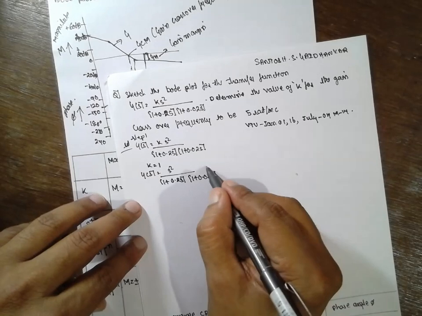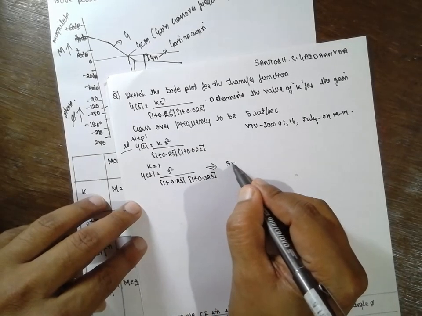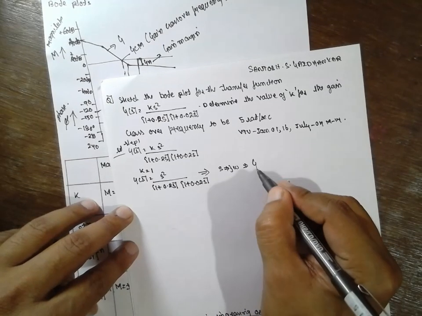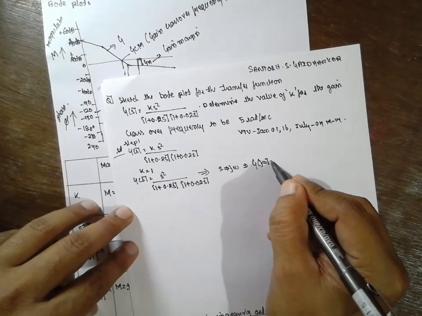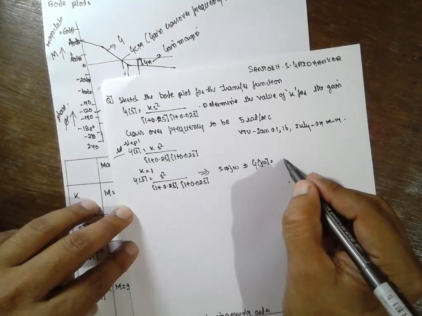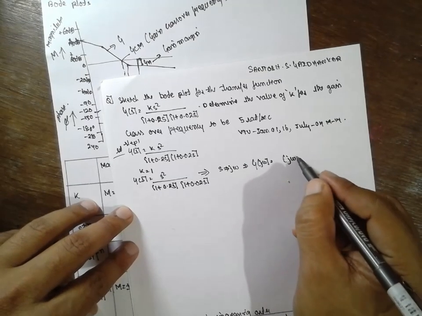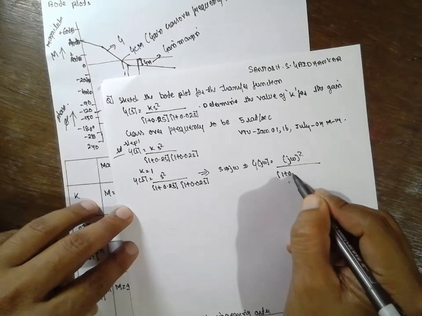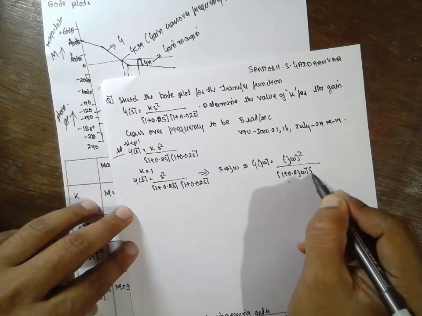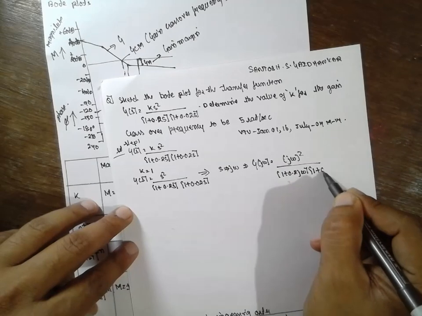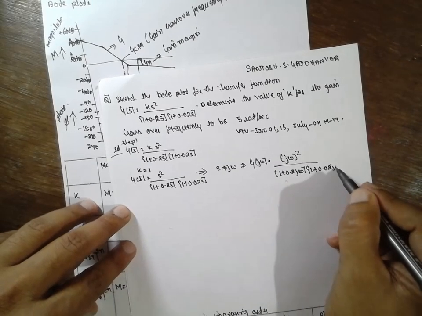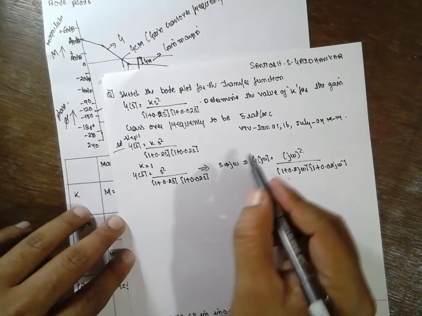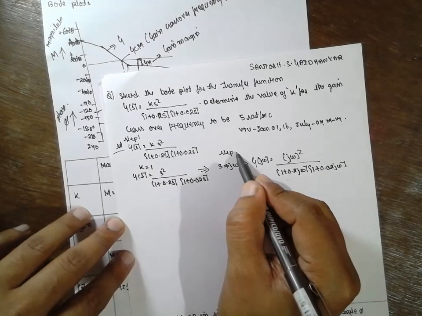Now, replace S by j omega. It can be written as G of j omega is equal to (j omega) whole square divided by (1 plus 0.2 j omega) (1 plus 0.02 j omega). Now this is step 2.